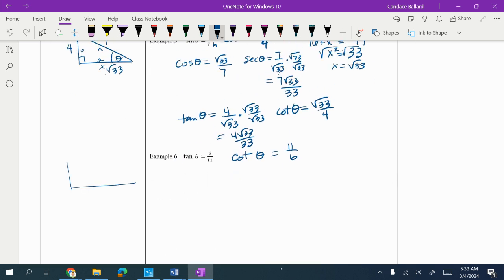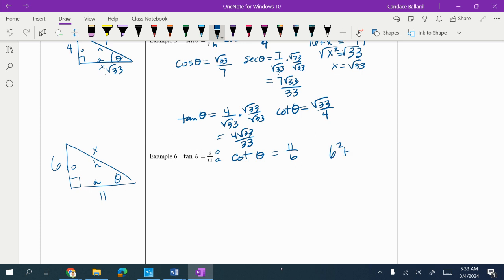I'm going to draw my triangle, and it doesn't matter if all your triangles look exactly the same. That's okay. I know that this is going to be the hypotenuse, opposite, adjacent. So tangent is the opposite over the adjacent. So I put 6 on my opposite and 11 on my adjacent. And I'm going to use good old Pythagorean theorem to find that hypotenuse. So I'm going to call it x.